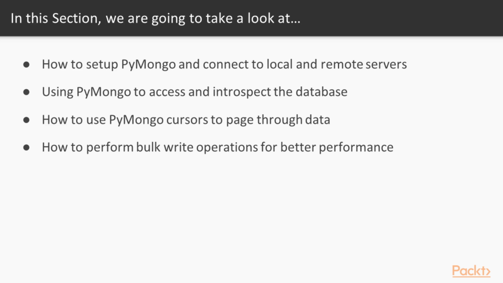Then we'll start looking at cursors and how we can manage cursors in PyMongo. It's slightly different from how we manage them inside the shell. So we'll see how we can iterate through those cursors and page through data. Also, we'll see how we can limit the result set that we get back and how we can sort our results. Finally, we'll take a look at the bulk operation API.